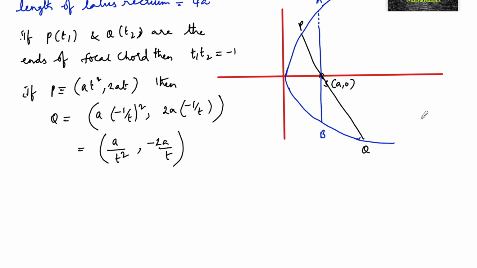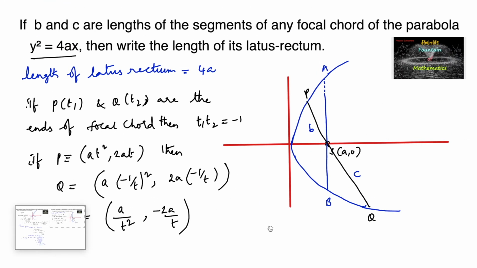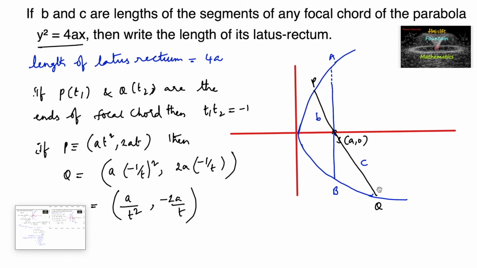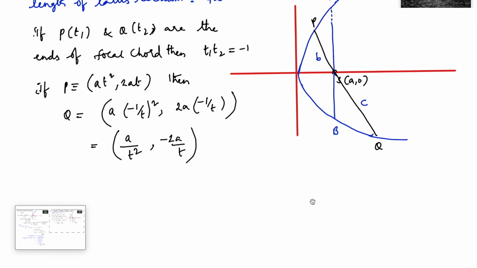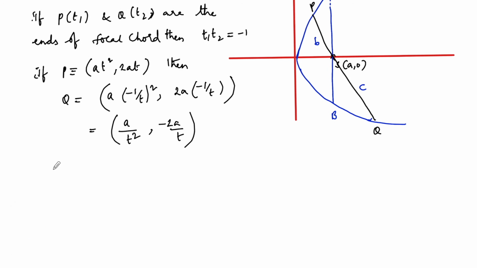So it is given PS is equal to B units and SQ is equal to C units. The lengths of the segments B and C are the lengths of the segments of the focal chord. So PS is B and SQ is equal to C. Also we have SP is equal to A plus the x coordinate of the point P, so that is A plus AT square.